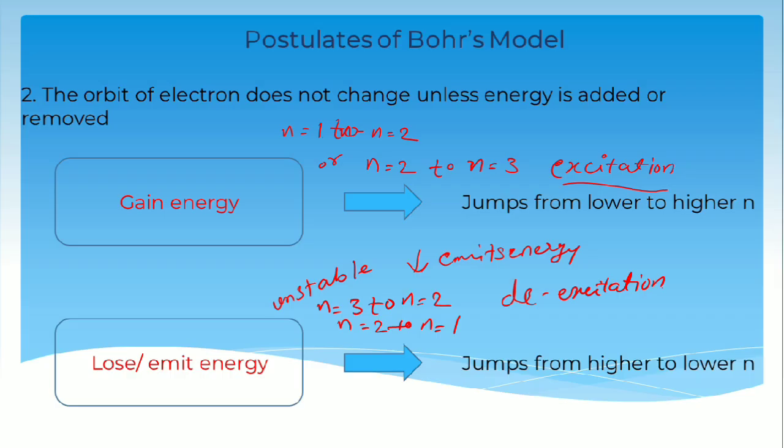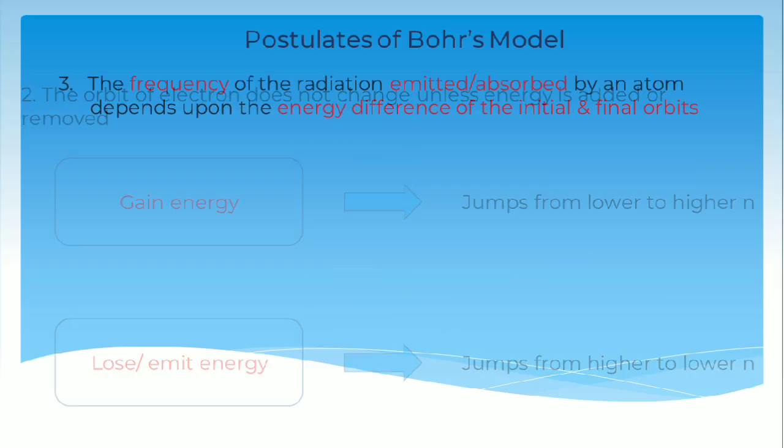When you are climbing the stairs, to go from a lower step to a higher step, you need energy. But to come down, energy is released. In the same way, electrons absorb energy to move up and emit energy to move down. So what we understood from these postulates: electrons absorb energy to jump to higher orbits and emit energy when they return to lower orbits.